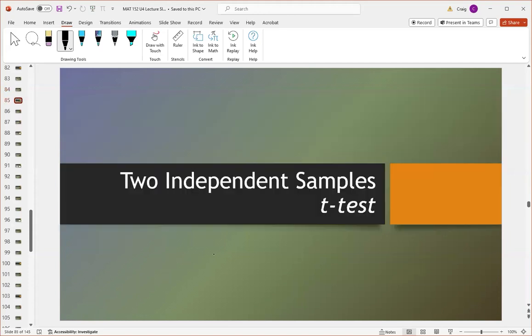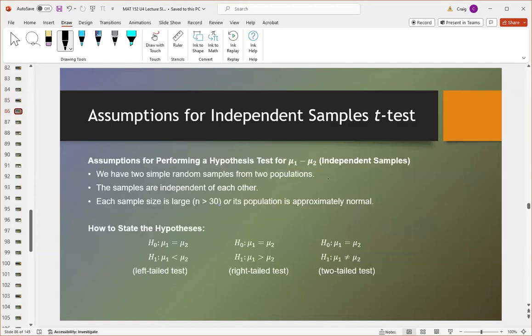So let's talk about a two independent samples t-test. First of all, when we're dealing with a hypothesis test for a difference in two independent samples, we're going to assume that we have two random samples from two populations and they're independent of one another. And then we want to have a sample size that's either large or we want a population that's approximately normal. And so this just means a symmetric population so that we can use all of the things we've been learning about. Okay, so this again means that we're talking about values where the mean is the best measure of center, and so on.